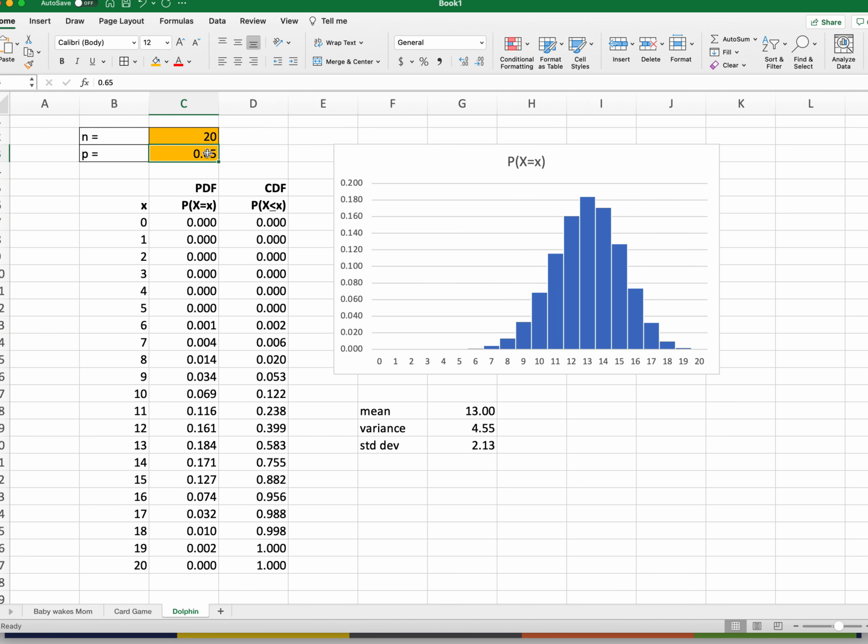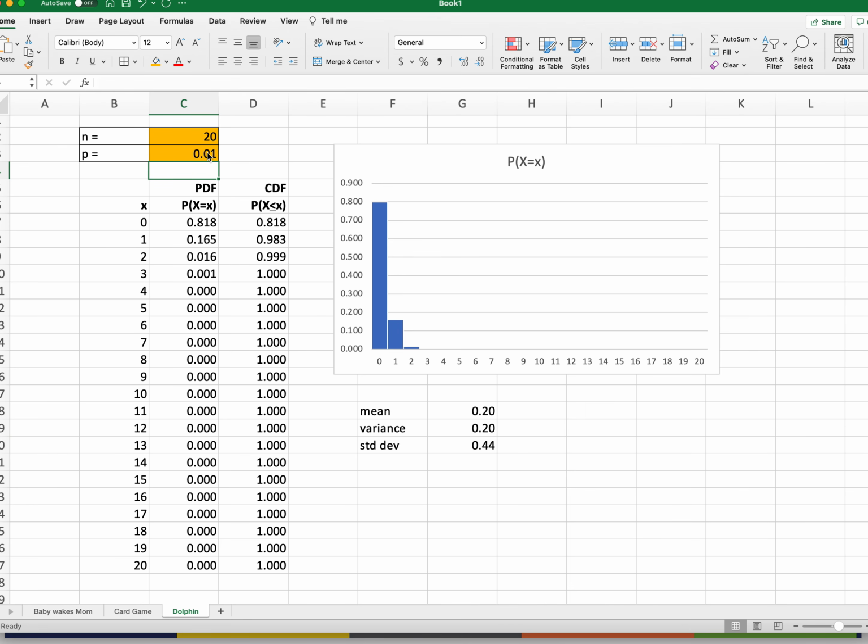So let's say I make it only 0.1. It's not the smartest dolphin in the world. I make it a 0.1 probability of the dolphin ever doing a trick. Well, because it's such a low probability, most of the time it's going to do it 0 times, because it only has a 10% chance of getting it right. On 20 tries, a 10% chance is about 2. But you do get the occasional 1, you get the occasional 2, but then it goes to 0 very quickly. What if it's a real smart dolphin and he can do it 90% of the time?